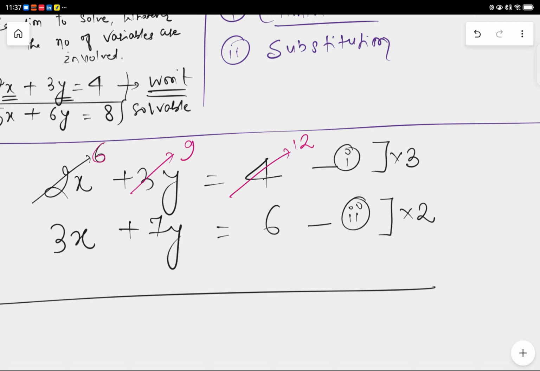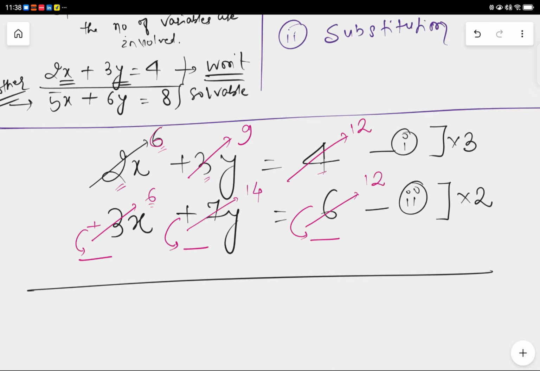Our new equation is 6x plus 9y equal to 12. You cannot take the reference of the old numbers now. Multiplying the second equation by 2, 3x becomes 6x, 7 multiplied by 2 becomes 14, and 6 multiplied by 2 becomes 12. Our main aim is to get the same coefficient for x, so that when we subtract the equations, we change the signs: plus becomes minus.